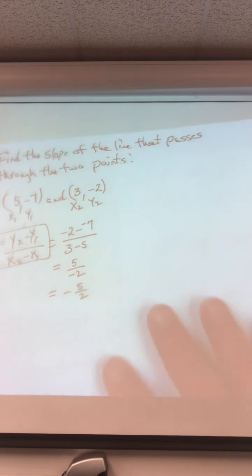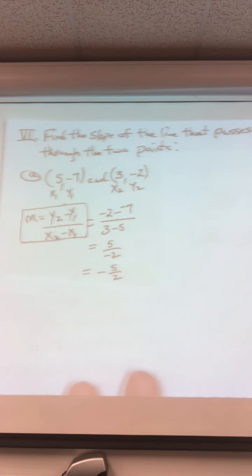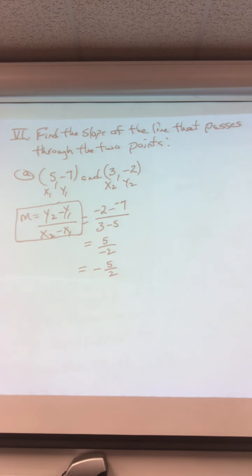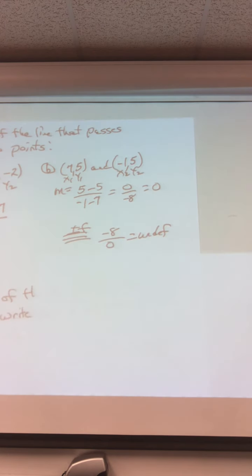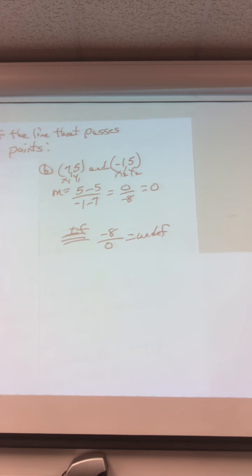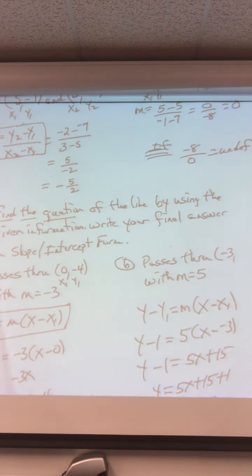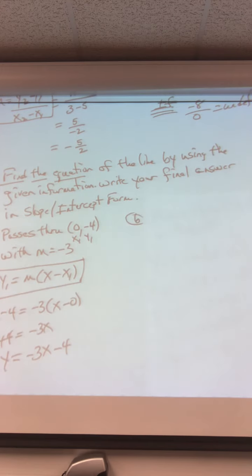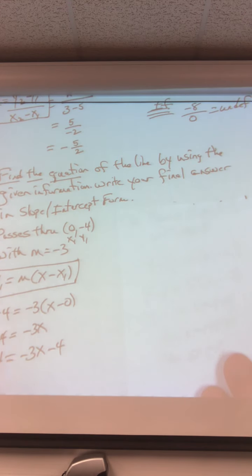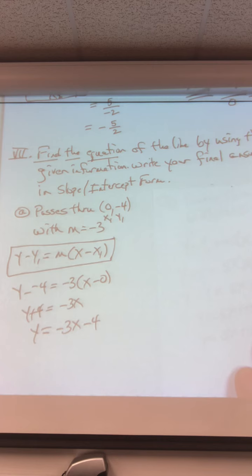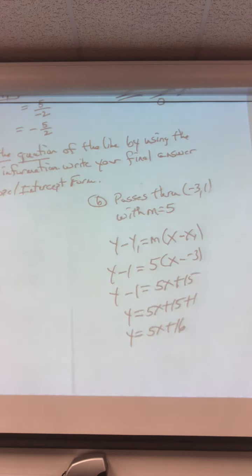Okay, the next one. Find the slope of the line that goes through the 2 points. Pause the video. Okay, now pause the video again. And then the next section, which is the last group, find the equation of the lines. Here's part A. Pause and copy. Part B. Pause and copy.